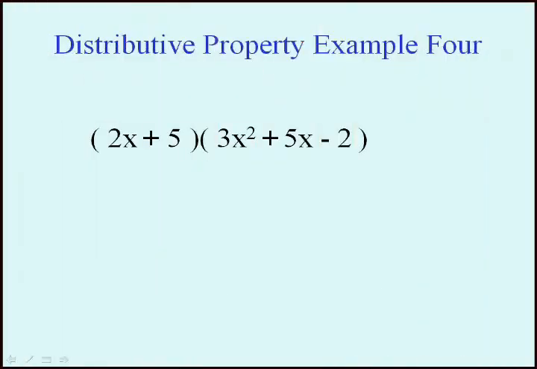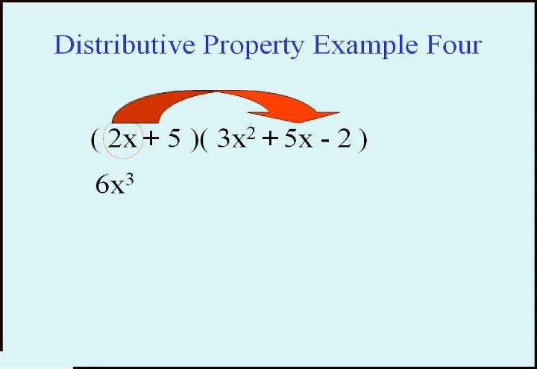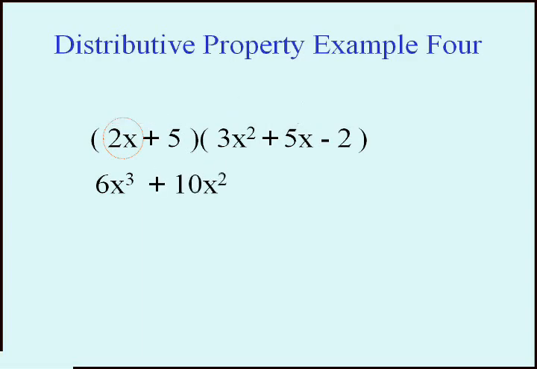How about a tough one here? We can do it, use the same principle. A little bit at a time. We'll do the 2x first. Don't forget that's 2x to the 1st. So 2x to the 1st times 3x squared is 6x to the 3rd. X to the 1st times x to the 2nd. 2x times 5x is 10x squared, the 1 plus 1. And 2x times minus 2 is a minus 4x.